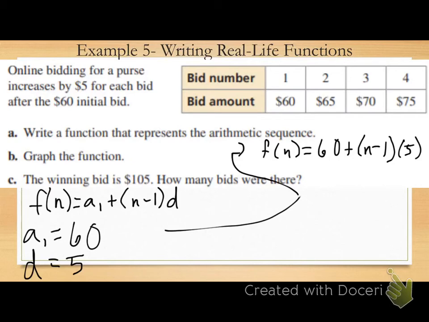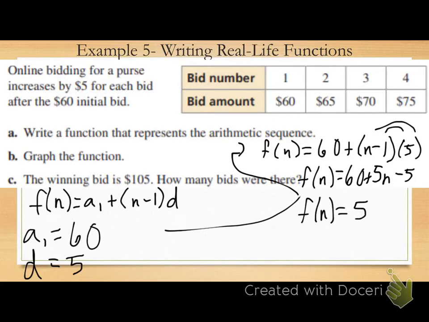Once again, what can I do with that 5? Distribute, make it look nicer. What's n times 5? 5n. Negative 1 times 5? Negative 5. And then what is 60 minus 5? So here is my answer for letter A. That's my function that represents the given arithmetic sequence. Any questions on it? Not too bad, right?